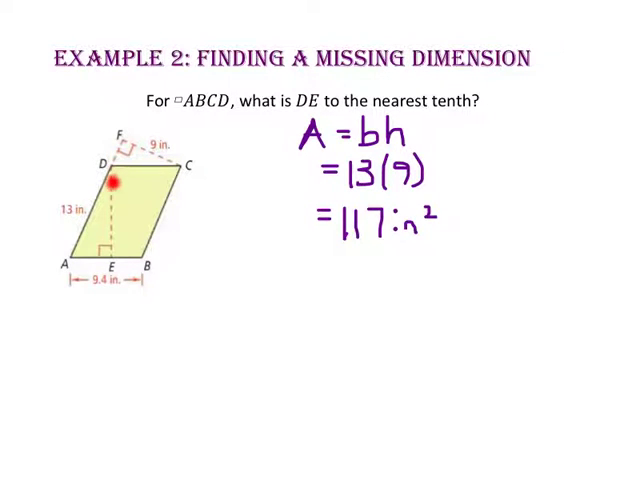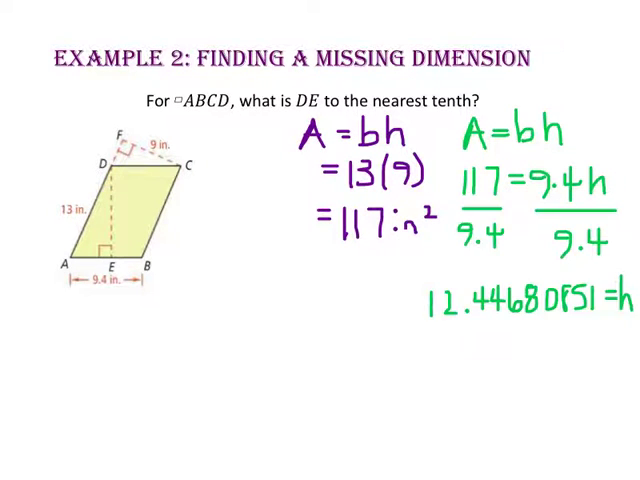Since I'm looking for the length of the height that corresponds to the base side AB, let's use the same formula, area equals base times height, and substitute the area of 117 into this equation. We know the base is 9.4, and we're looking for the length of the corresponding height. Let's call it h. To solve for h, we'll divide both sides by 9.4. Since we are to round to the nearest tenth, this first 4 is in the tenths place, so I'm going to use the 4 next to it. Since this 4 is less than 5, we're going to round down by taking all of these numbers off. Our height is approximately 12.4 inches.